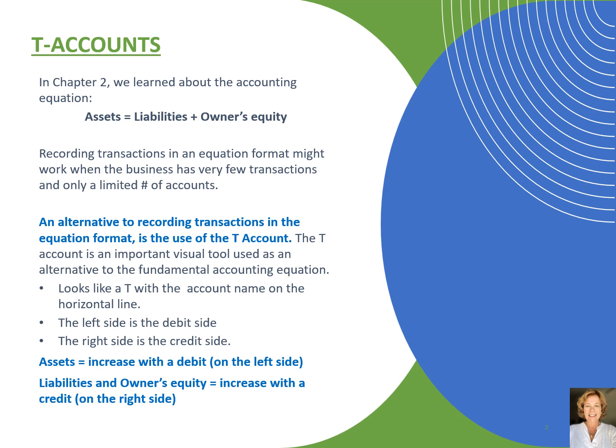The T account is an important visual tool used as an alternative to the fundamental accounting equation format. Just like it sounds, T accounts look like a T with the name of the account above the horizontal line. The left side is called the debit side, and the right side is called the credit side. Assets increase with a debit on the left side. Liabilities and owner's equity increase with a credit on the right side.